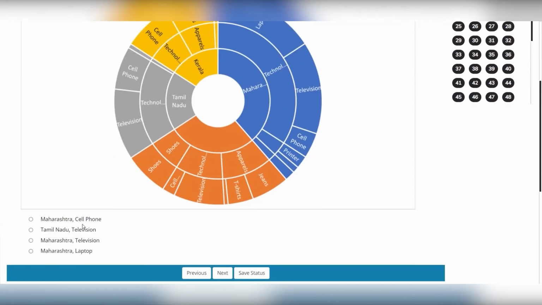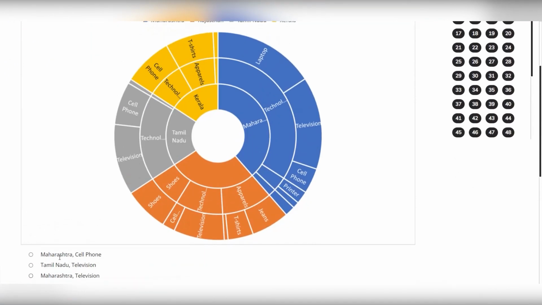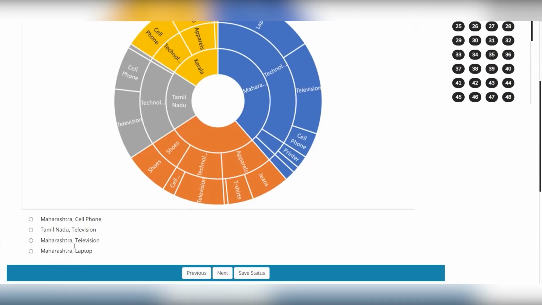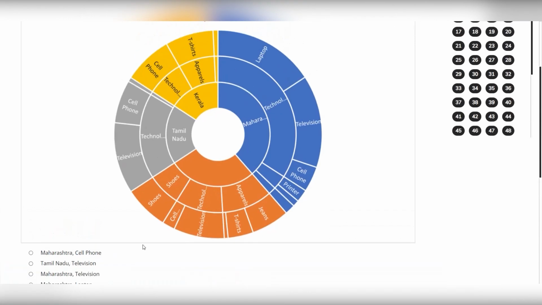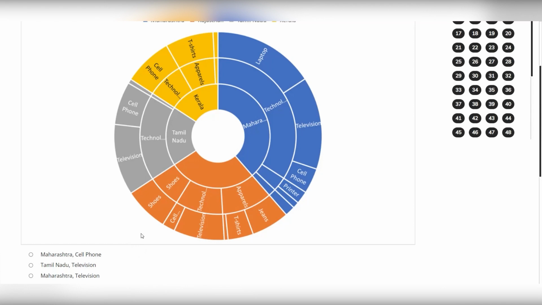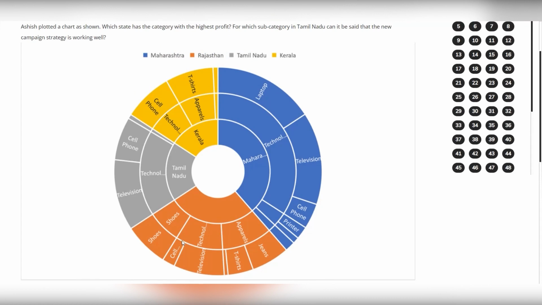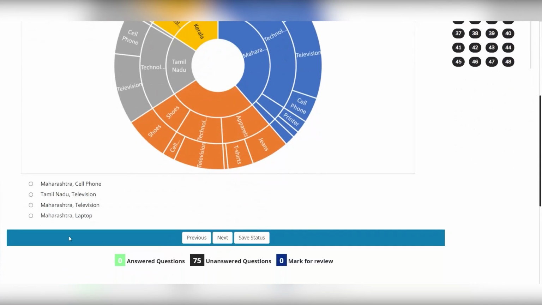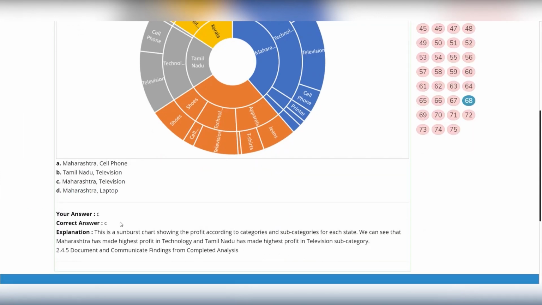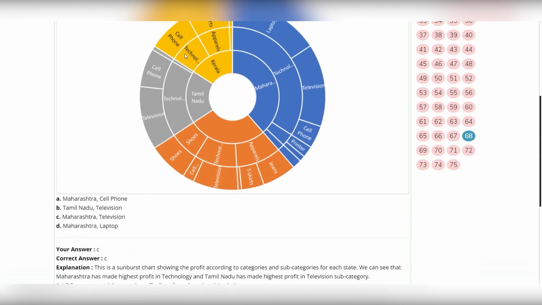Let us look at the answers here. The first answer is Maharashtra cell phone, Tamil Nadu television, Maharashtra television, and Maharashtra laptop. So take a minute, pause the video, and take a look at this chart in depth to understand what the question is asking and what is the correct answer. So for now, I will choose option C here, and let us take a look at the answer. Answer C is correct.